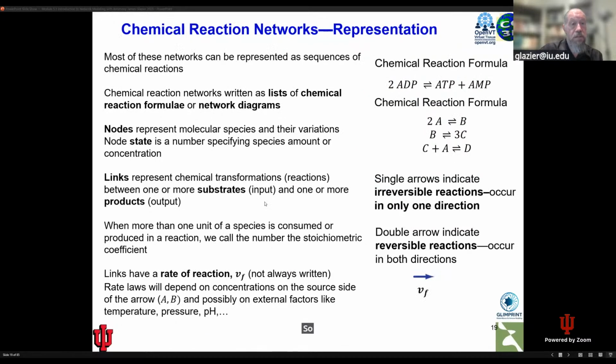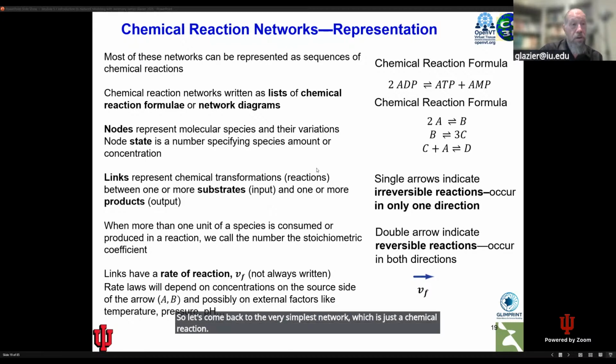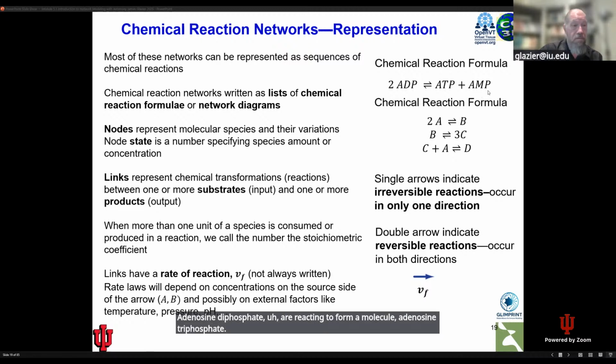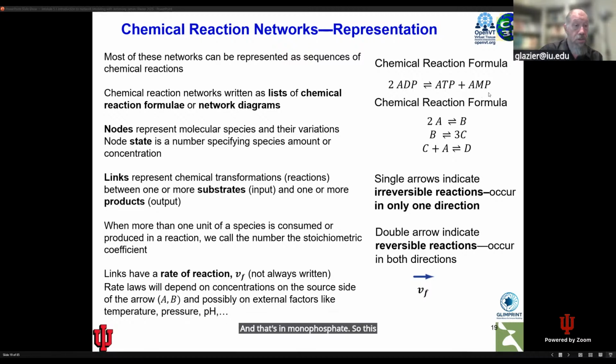So let's come back to the very simplest network, which is just a chemical reaction. Anything with an arrow in it is a network. Here, two molecules of ADP, adenosine diphosphate, are reacting to form a molecule of adenosine triphosphate and adenosine monophosphate. So this would be a phosphorylation reaction. In this case, this is a reversible reaction, so it's got a double arrow. And this is a mass-conserving relationship. Essentially, the phosphate group is being transferred from one of these molecules to the other.